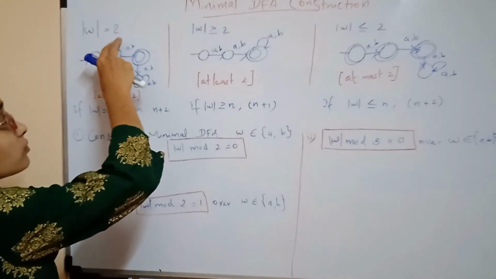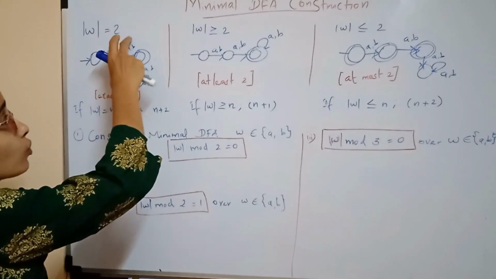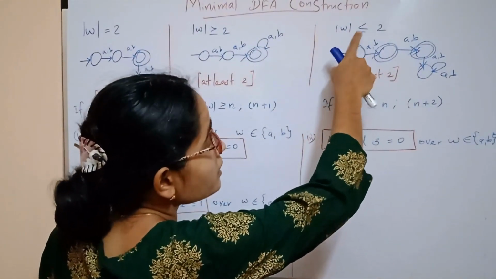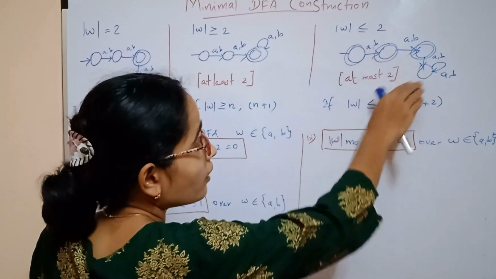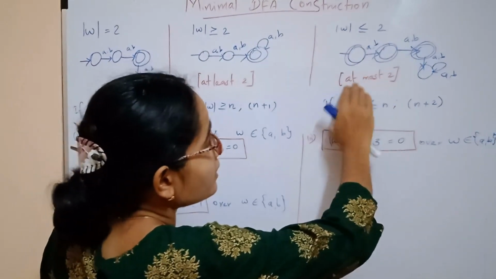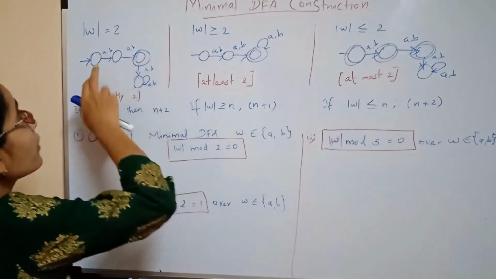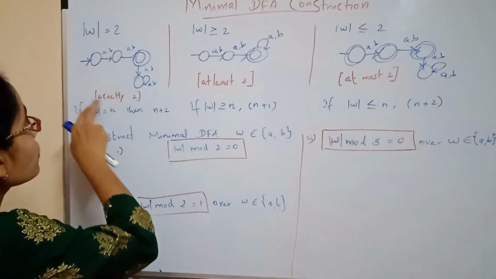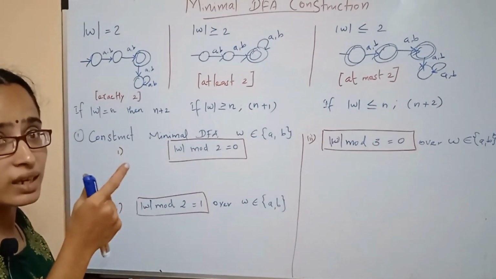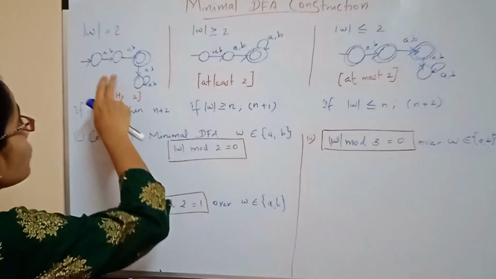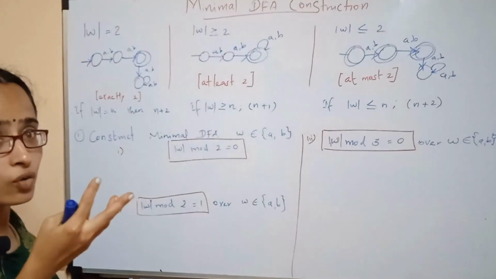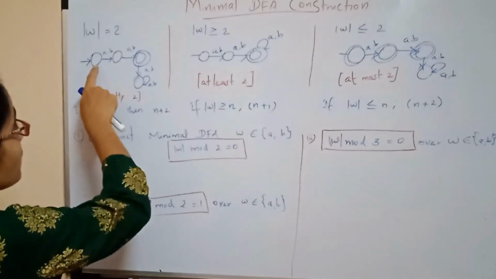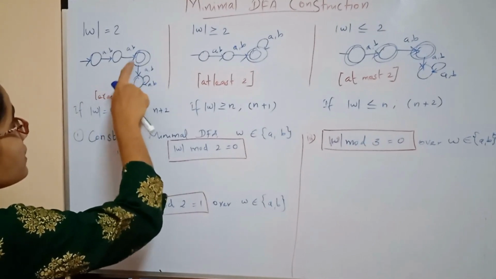Here also, when the length of the string is 2, I will have 4 states, which means 2 plus 2. When the length is less than or equal to 2, I will also have 4 states. But the final state and starting states will vary. When the length of w is equal to 2, it means exactly 2, so I cannot accept 0 or 1 length strings, or anything greater than 2. In that case only the third state is a final state.